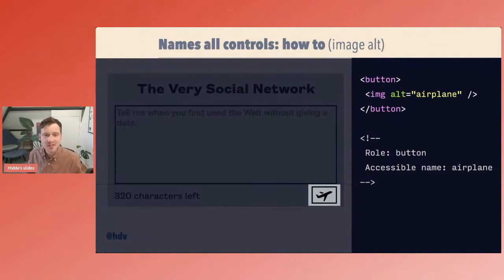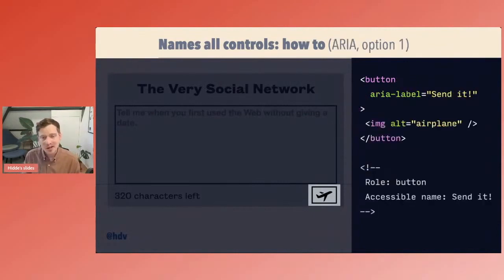Now you can do other things as well to name controls. You can use ARIA, which is a bit of thing you can put on top of your markup that will give you a bit more options. For instance, you can have the aria-label attribute. If you use that, it's going to override anything that's inside of the button. So now if we add aria-label send it, the accessible name is going to be send it. So it's not going to be the airplane that's inside of the button. It's going to be ignored, and it will get overridden by the aria-label.